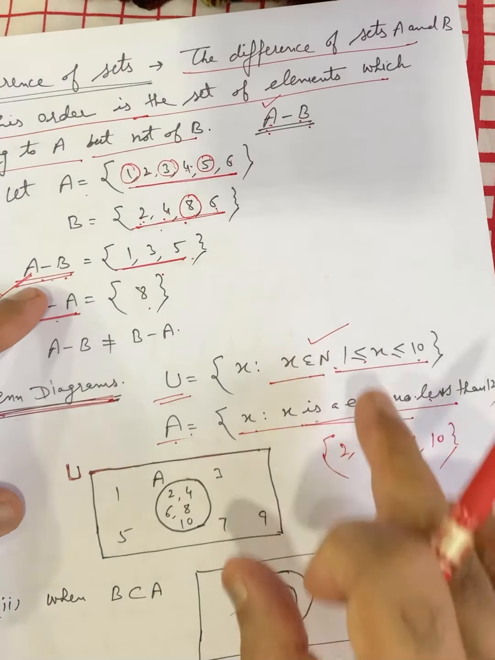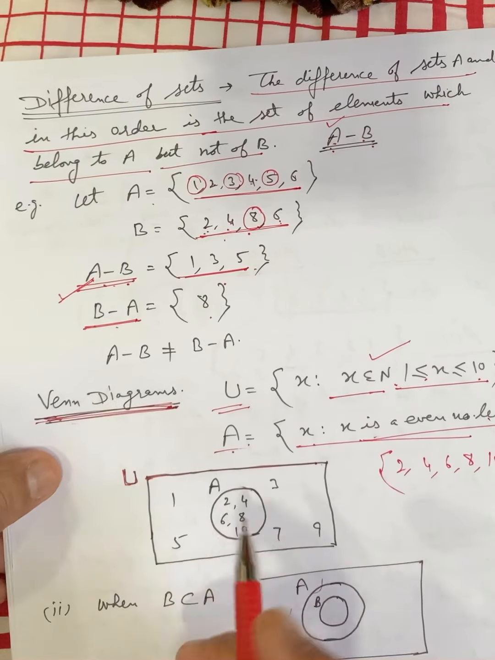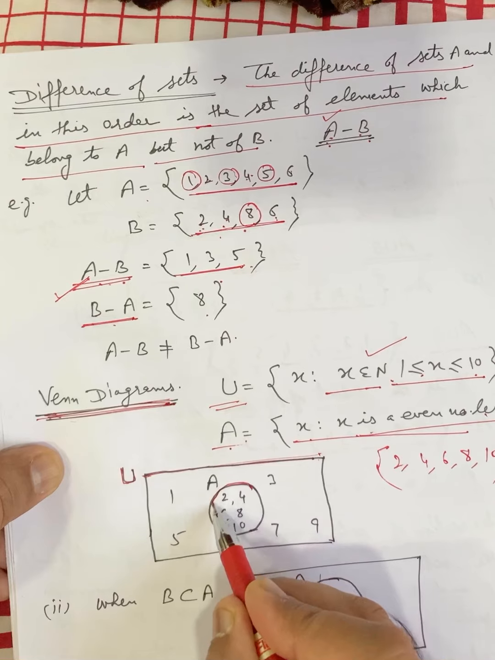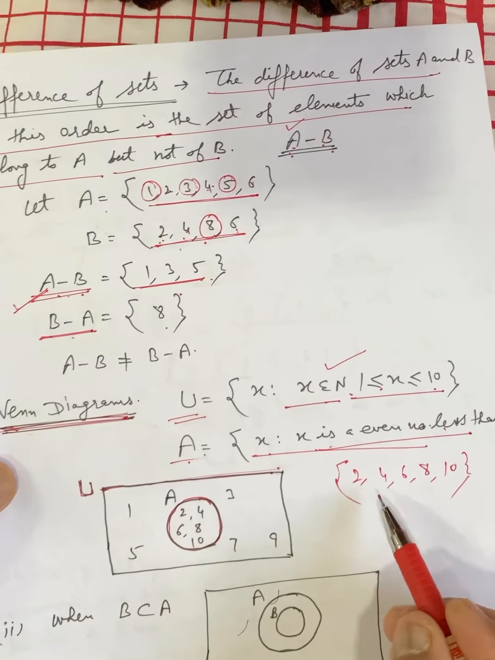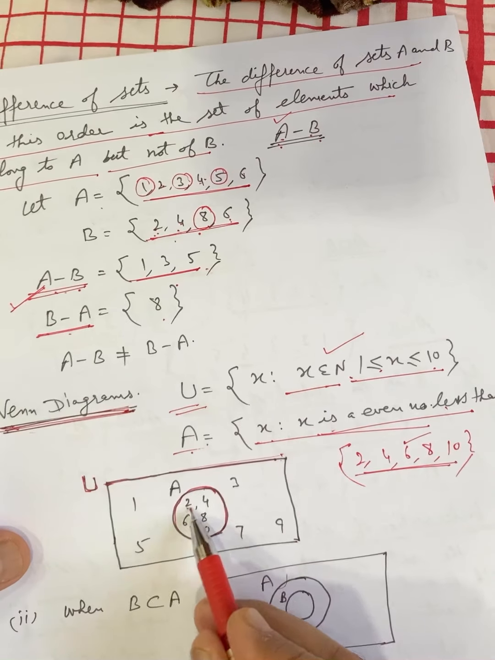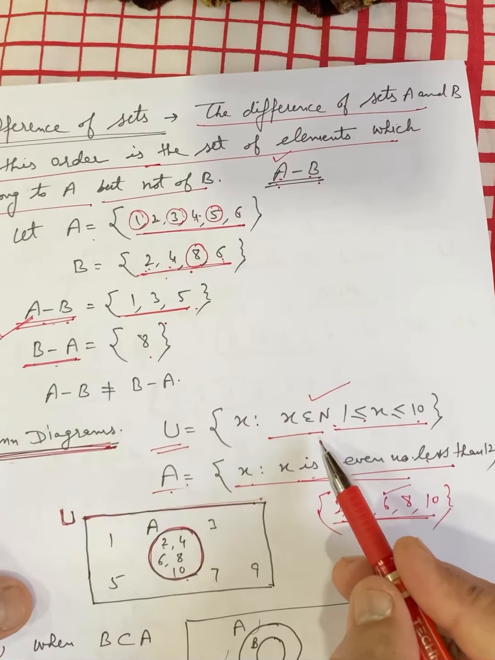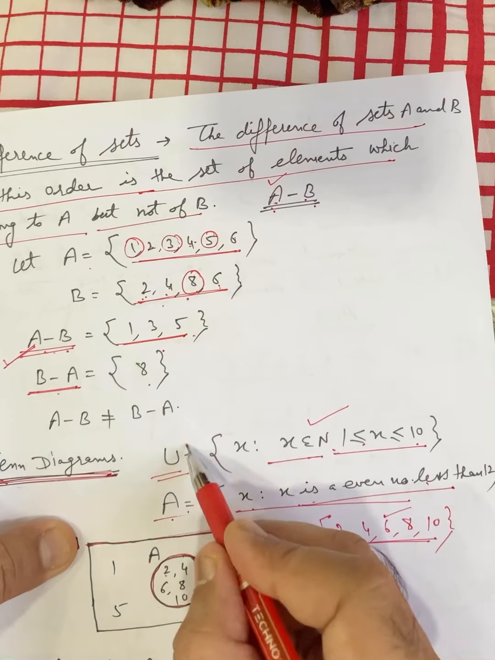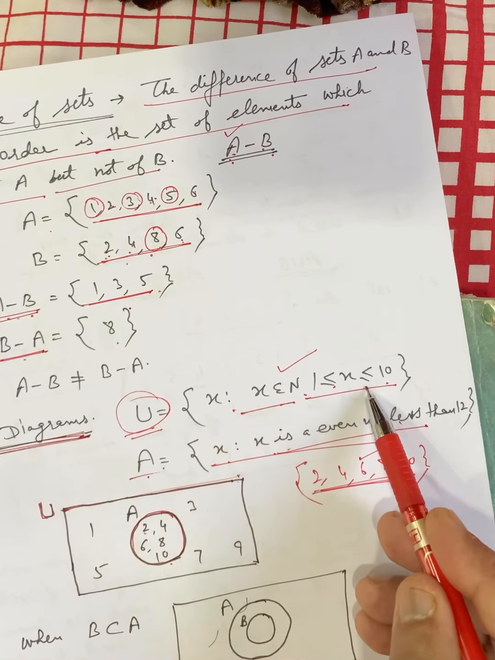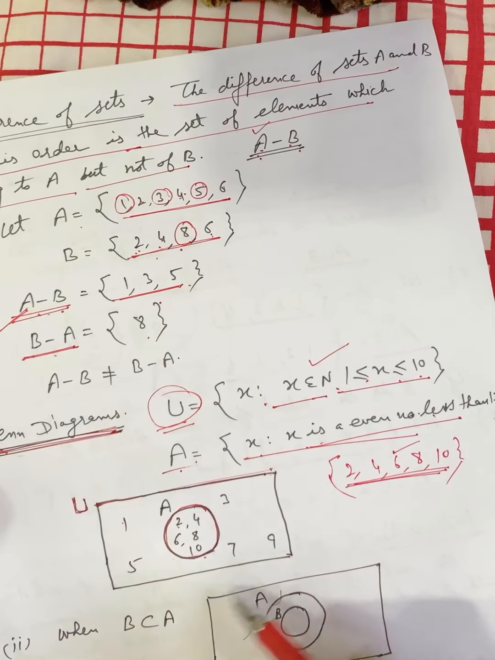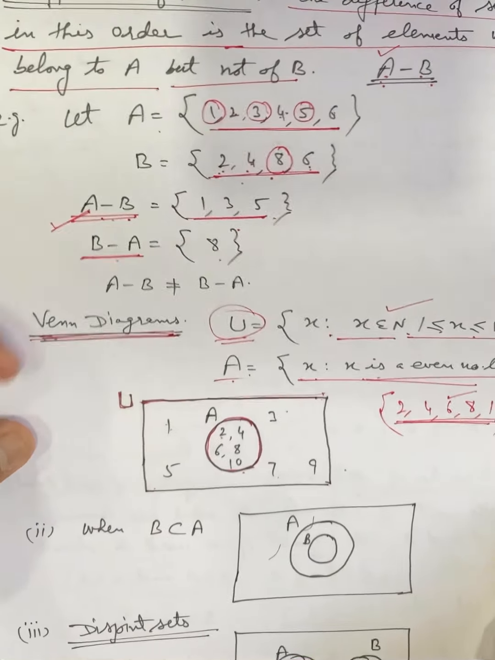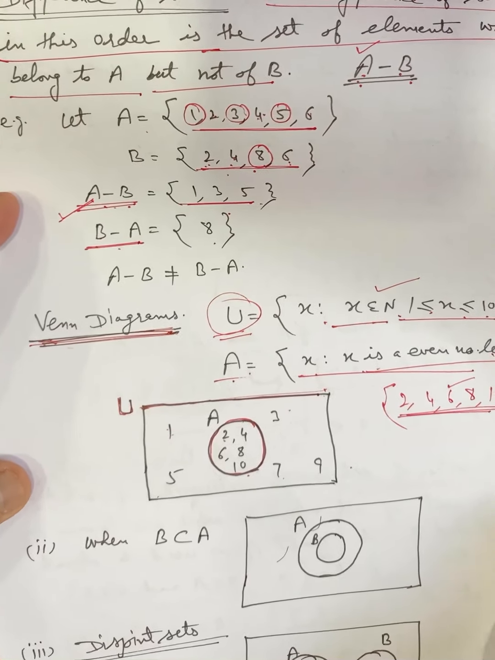So how do we represent these two sets with the help of the Venn diagram? This will be the universal set. This circle represents the set A. In set A there are 5 elements, so we write all these 5 elements inside the circle. There were a total of 10 elements in the universal set. So the remaining odd elements, 5 elements, will be written anywhere in the rectangle: 1, 3, 5, 7, 9. So that will be the representation of these two sets with the help of the Venn diagram.